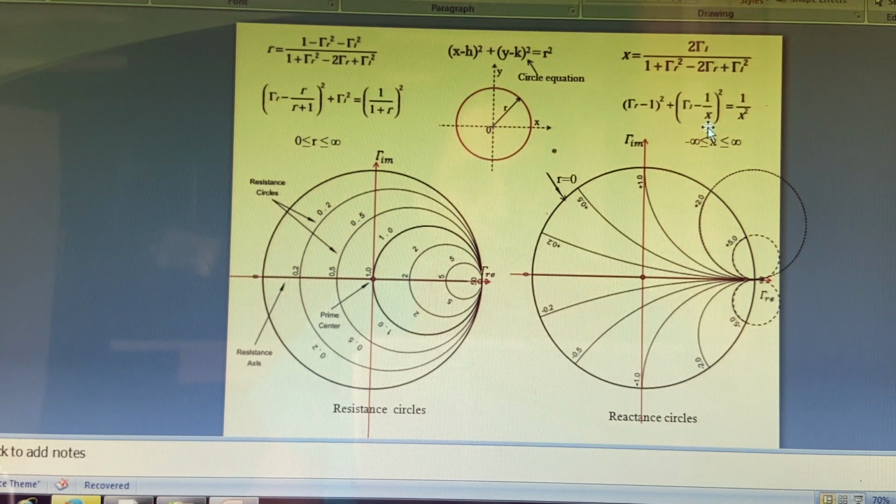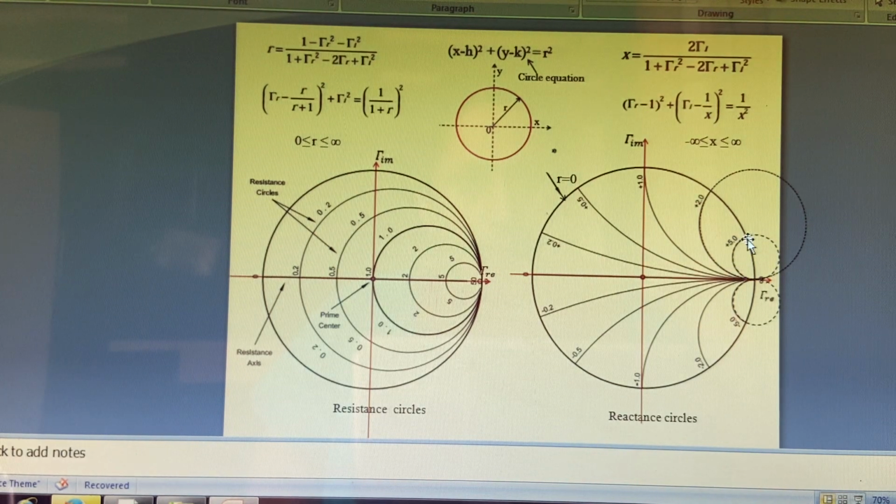If you take x is equal to 2, it will form a circle like this. But we are considering only up to this point. Outside of that we are not considering the reactance value. Similarly, if you take x is equal to plus 5, that will also form a circle like this.